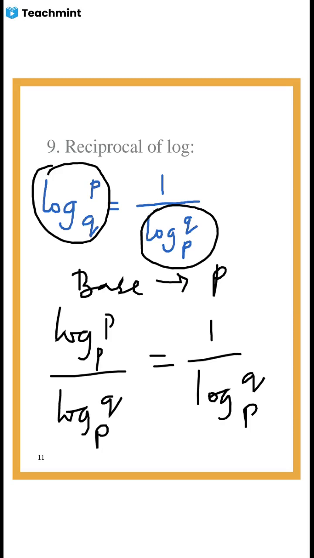So it means that if I decide to change the base to the number, I can swap their positions. What I just need to do when I swap their positions is put 1 over something. You can say log p base q equals 1 over log q base p. So this is very, very important.